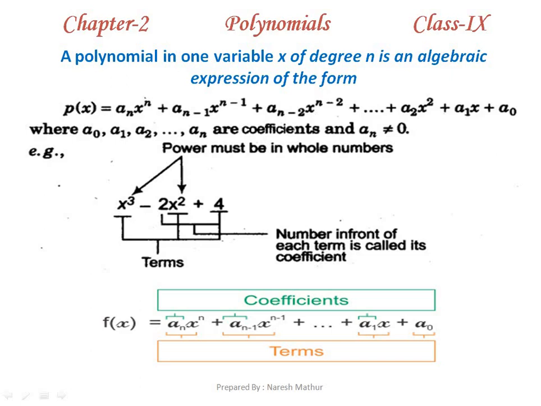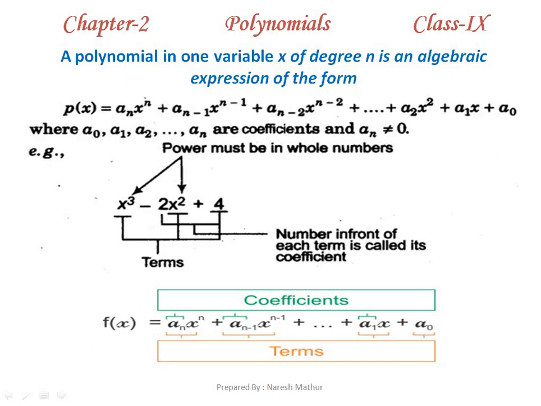Now let's take an example. Suppose we have x cube minus 2x square plus 4. Now see this polynomial. In the context of the number of terms, we can say here we have three different terms, that is x cube, minus 2x square and 4. So according to the number of terms, it is a trinomial. And if we are talking about degree, the highest power, then we can say it is a cubic polynomial. We'll discuss it further also.